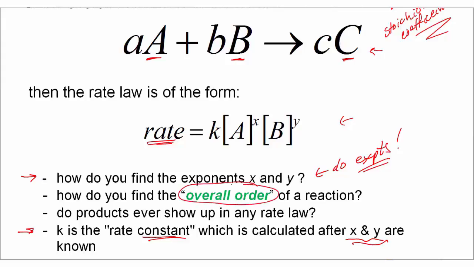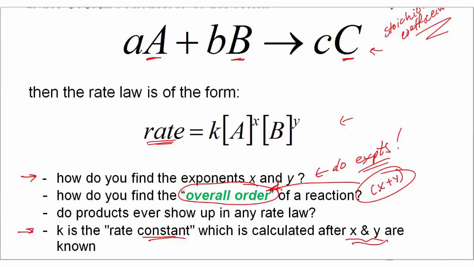The homework might ask for an overall order for the reaction. All you do is add the exponents, X plus Y. That's the overall order. Figure out what X and Y are, add them up. If they ask for overall order, you know it.